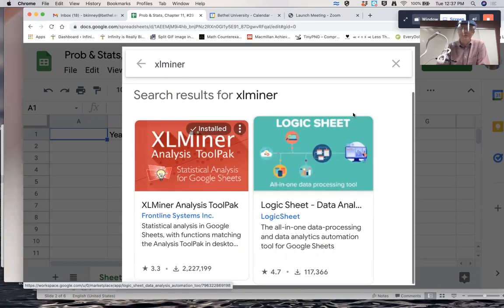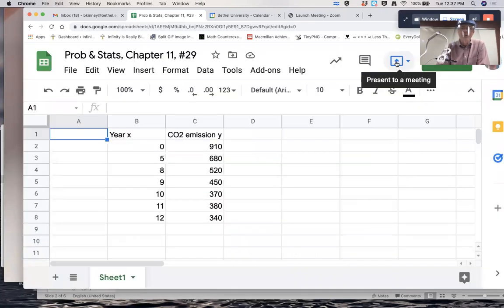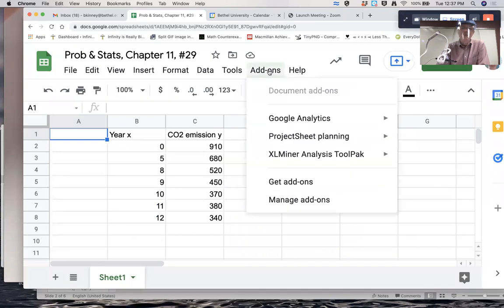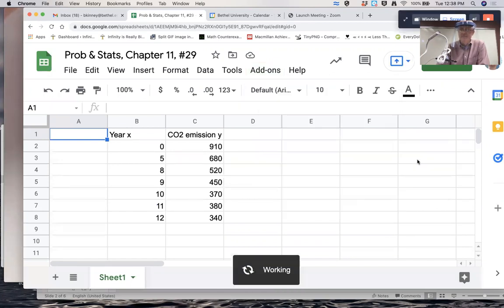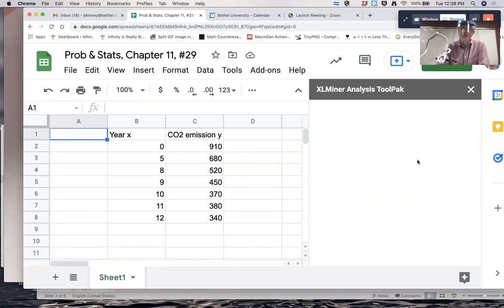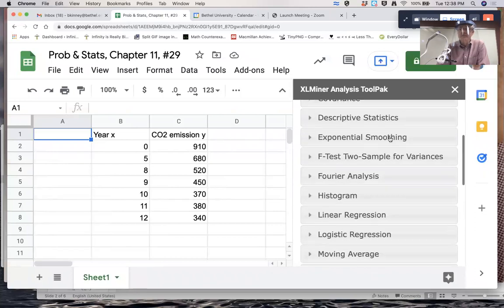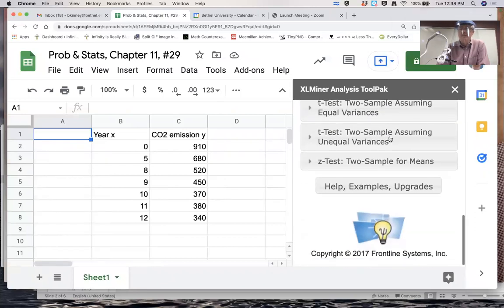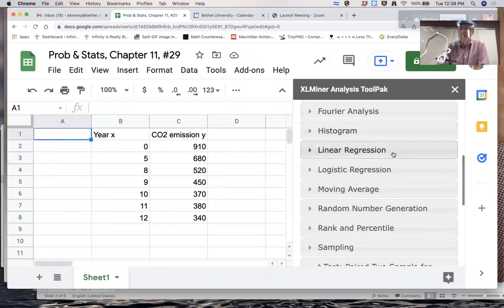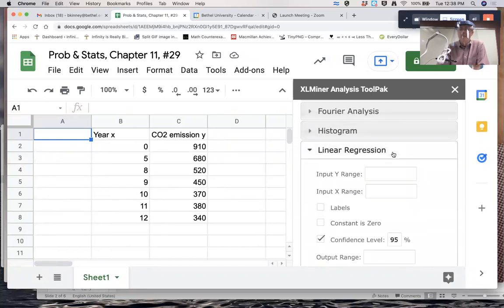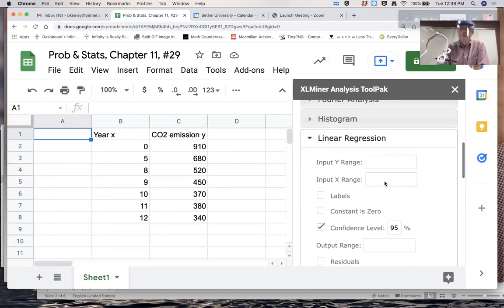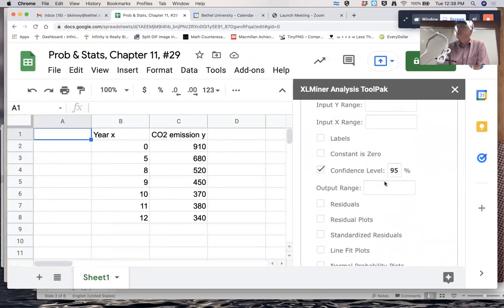Load it, install it, and once you've got it installed, then you can use it. How? Go back to your add-ons menu. You should see it there. Go to it, choose Start. Brings up an extra window here. It can do a lot of different things. The one we want is the linear regression right there. You need to fill in these boxes to get some output, is the point.